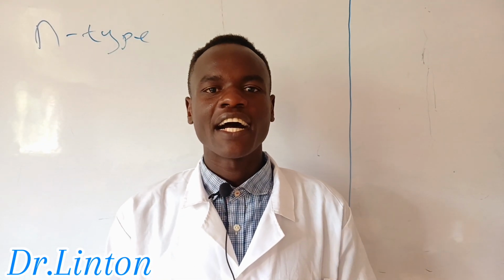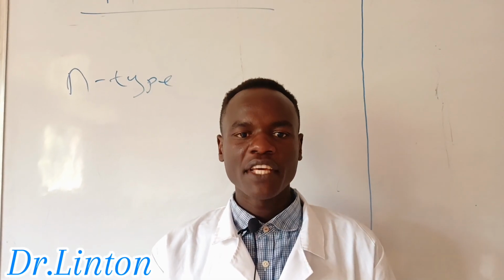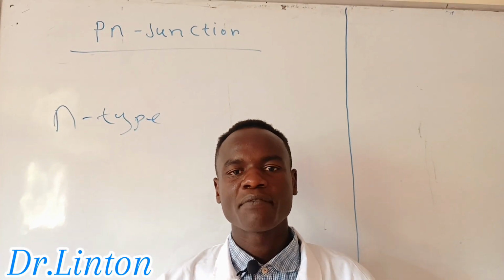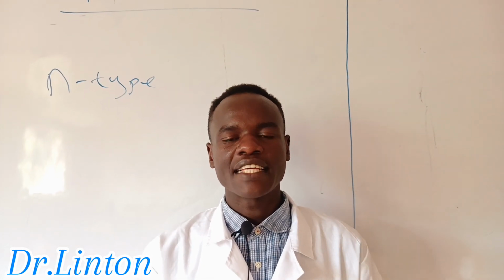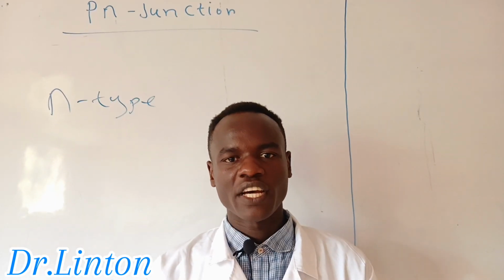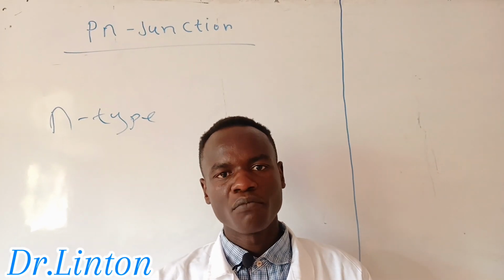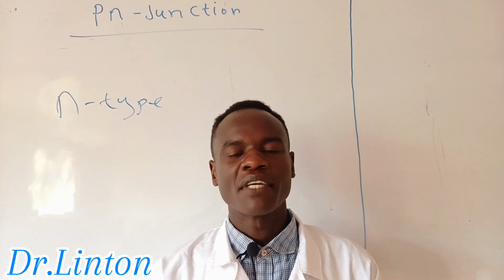Today we are going to look at the PN junction. What is a PN junction? When an N-type semiconductor and a P-type semiconductor are suitably joined, the contact surface is known as a PN junction. From our previous class, we looked at the formation of N-type and P-type semiconductors.